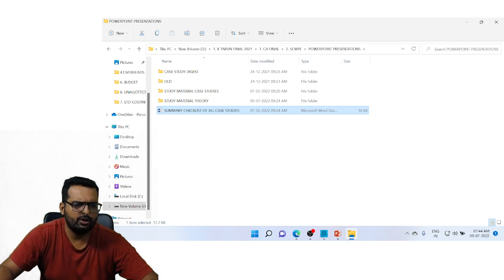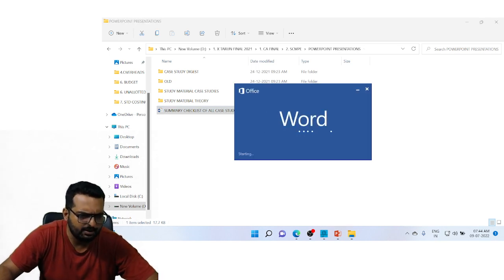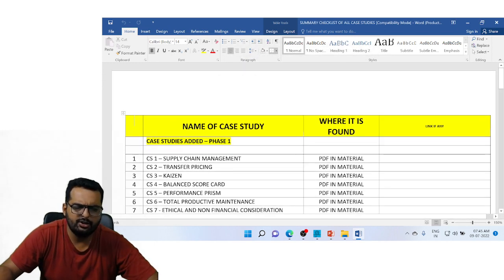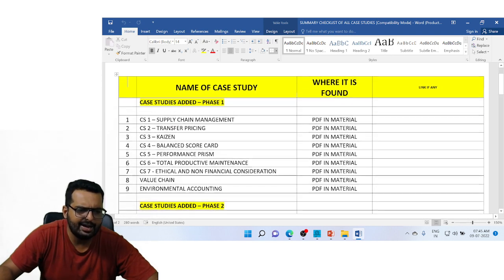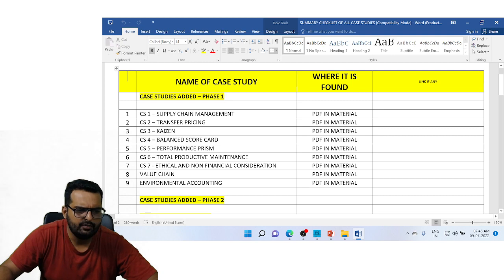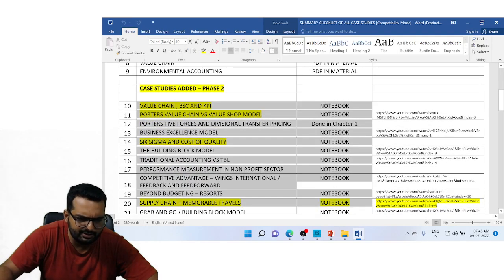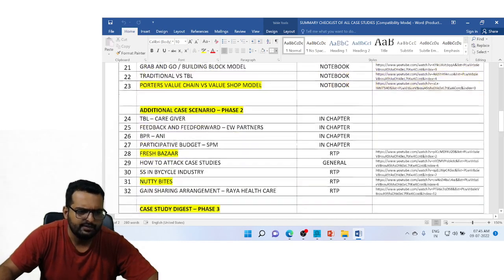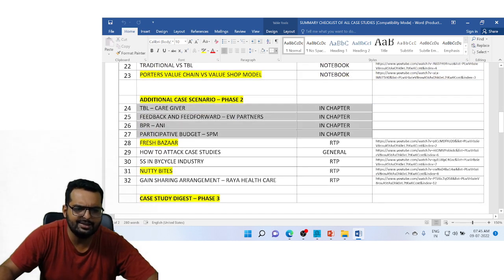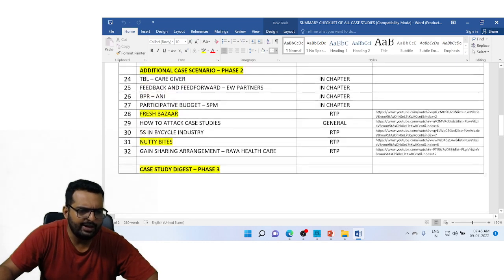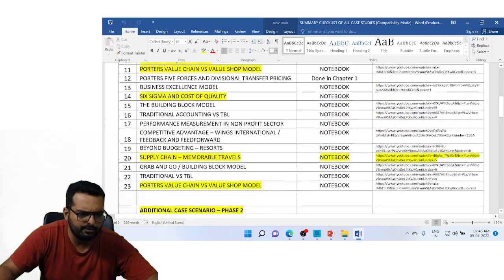Okay, this Word document, you have to just keep it. It's a summary checklist of all the case studies. All right. In your textbook from 2017 to 2022, case studies have been added in multiple phases. This is phase one case studies that I'm going to cover over here. All right. After this, these are phase two case studies, which we will discuss now. All right. Then there are some additional case studies which are there in the textbooks or which are there in the RTPs or somewhere.